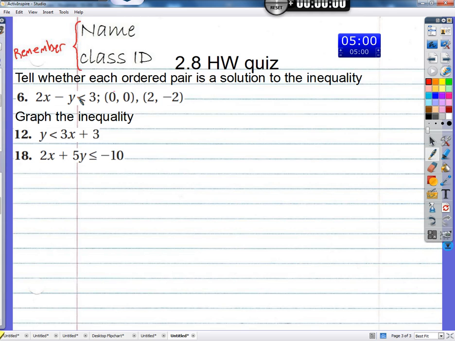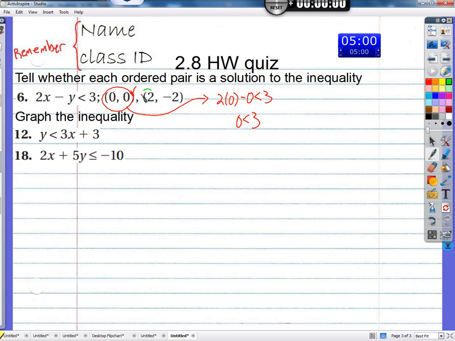So we'll plug in 0, 0 into the inequality. We get 2 times 0 minus 0 less than 3. Let's see if that's true. 0 minus 0 is 0. Is 0 less than 3? No. So what would you conclude about whether or not this is a solution? A solution is an ordered pair that causes the statement, whether it's equals or not equals, to be true.